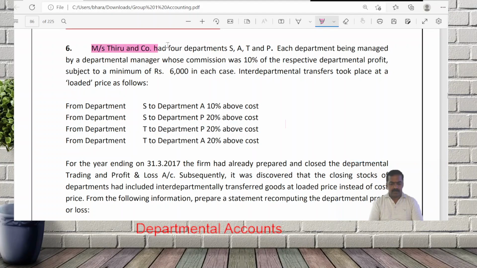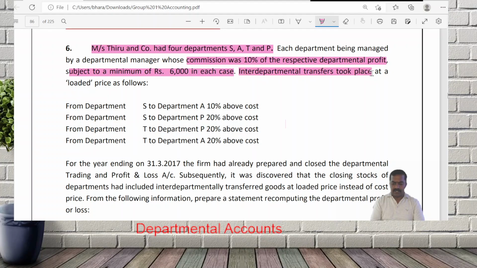Mr. Thiru and Co had how many departments? 4 departments, S, A, T, P. Each is managed by a manager who is eligible for a commission of how much? 10% of respective departmental profit. Minimum how much to pay? Which means if there is a loss also you will pay 6,000. If profit is less also you will pay 6,000.